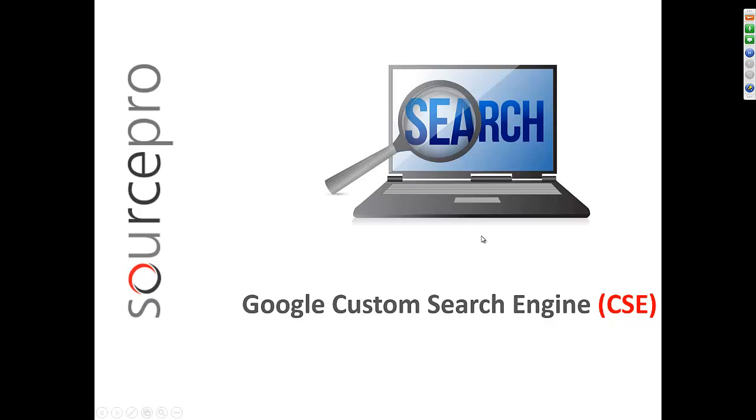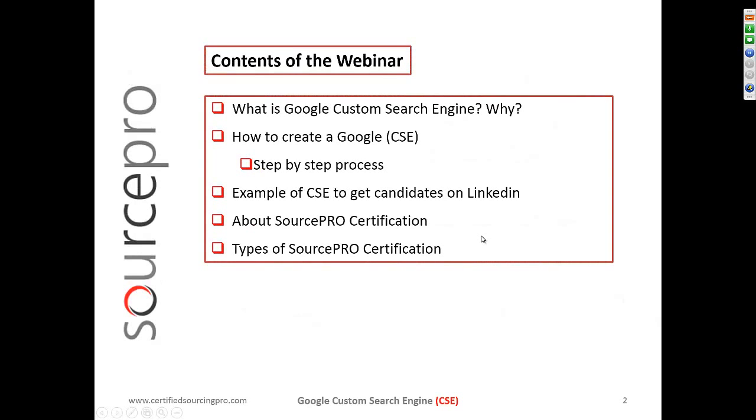Okay, so now I'll just cover what we're going to cover in this particular session. We're going to cover what exactly is Google custom search engine, and why we need to create a CSE, that is short form for custom search engines. We're also going to show you the step-by-step process as to where we can put the search strings, where we can put the URLs, where we can put the keywords, so that it will give you an idea as to how we can create these CSEs.